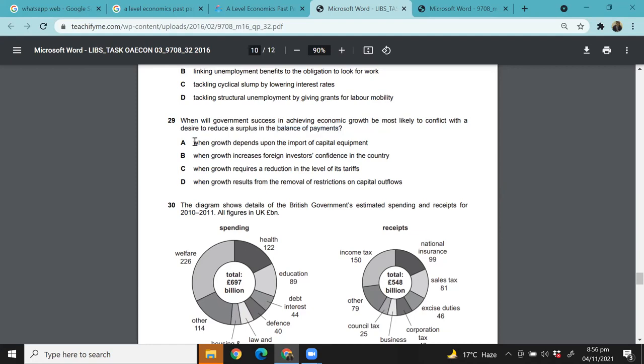It will reduce. So in this case, when the growth is happening and the balance of payment surplus is also reducing, there is no conflict. I repeat myself. When your growth is taking place and your capital equipment is imported, which means that the balance of payment surplus will reduce, there is no conflict.